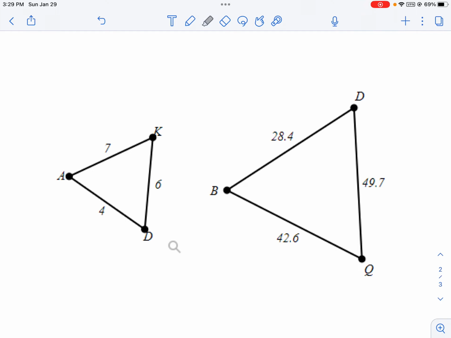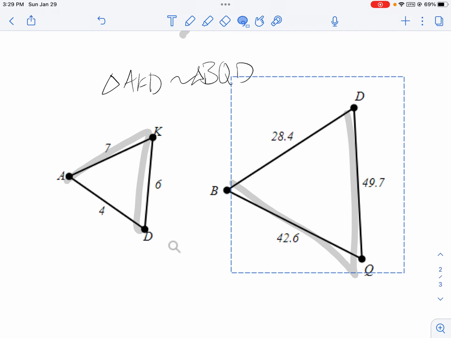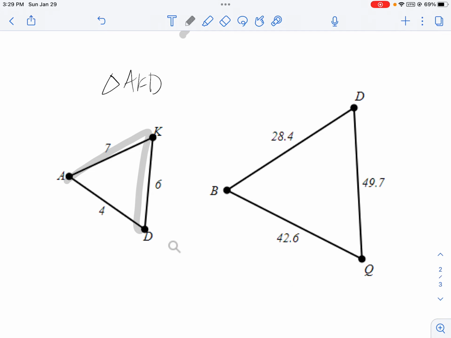We can't just pick random sides and say, oh yeah, triangle AKD is similar to, and then pick some more random sides, like maybe BQD or something like that. Okay, I don't know, maybe guessing actually does work. I'm not sure. You have to be careful when you're writing your similarity statement: you actually have to stay consistent. So what do I mean by consistent?